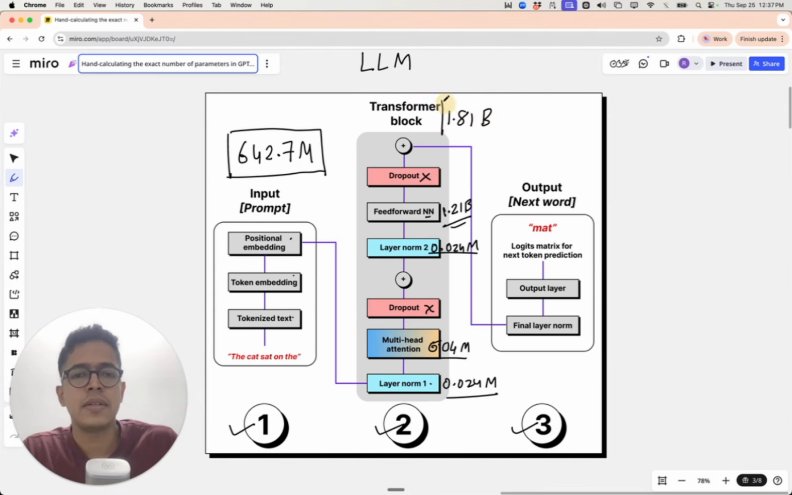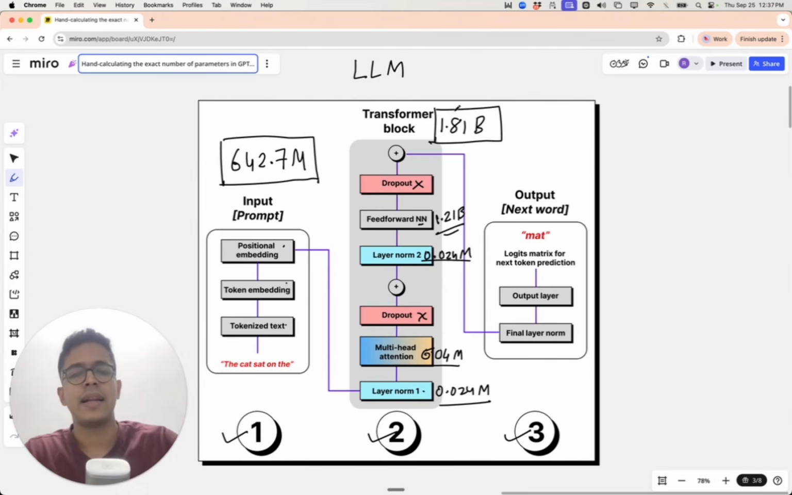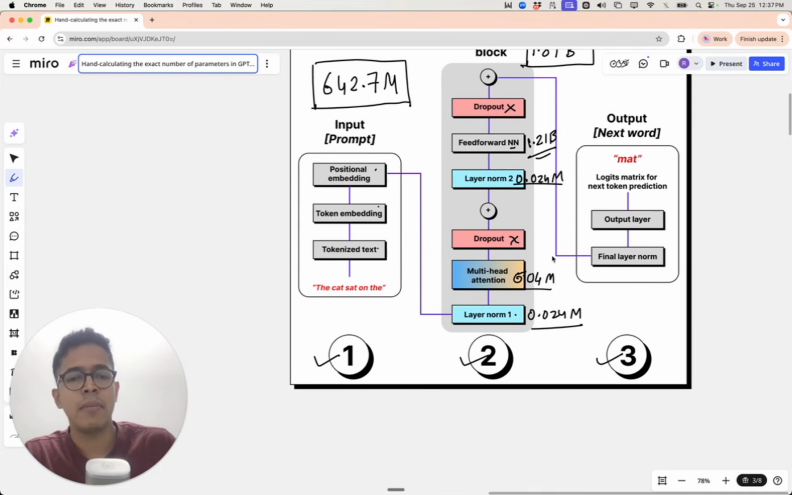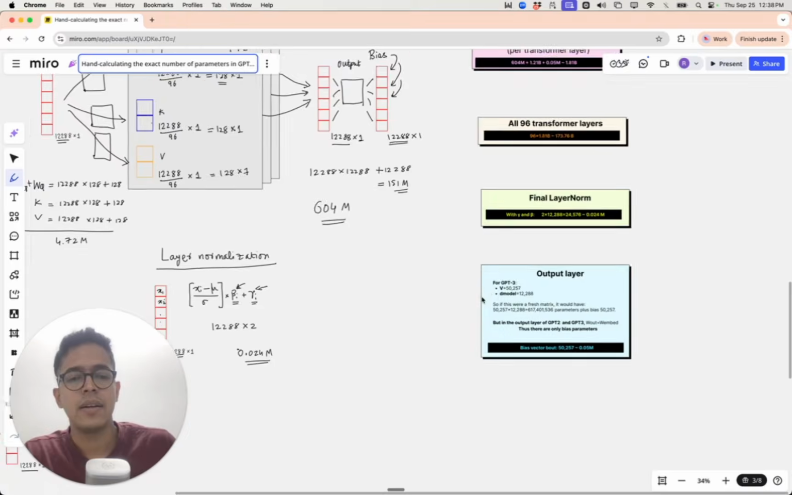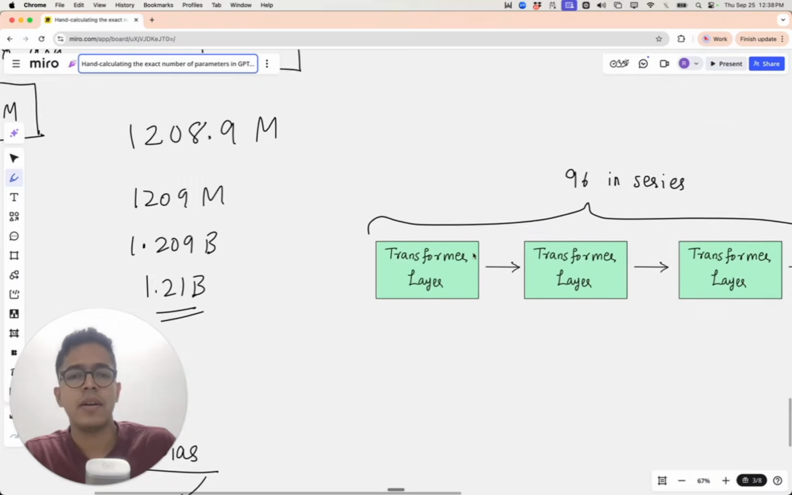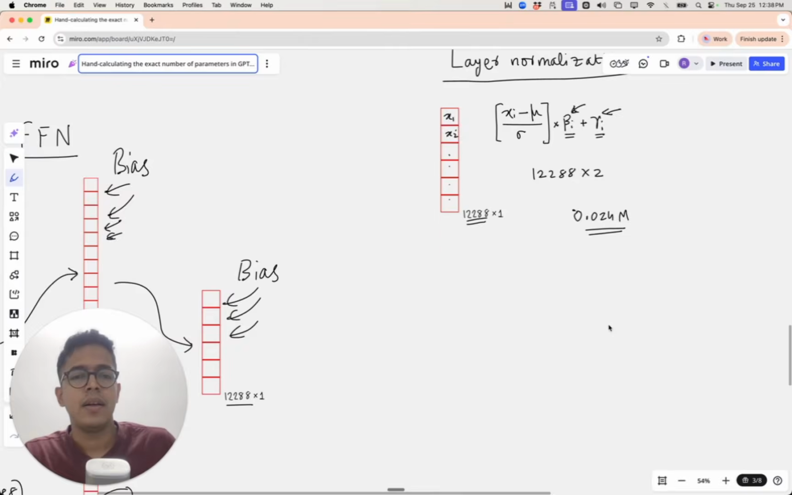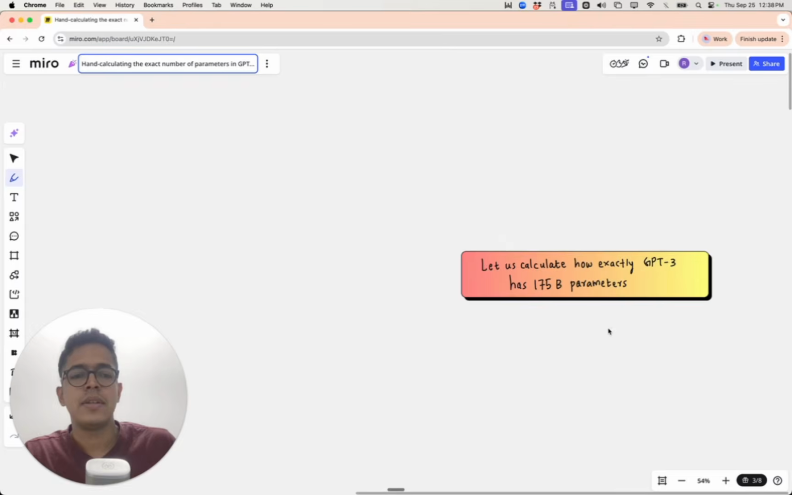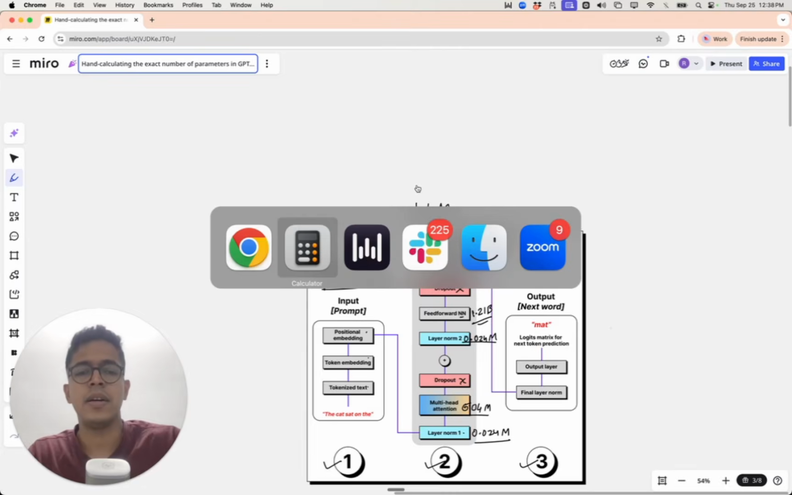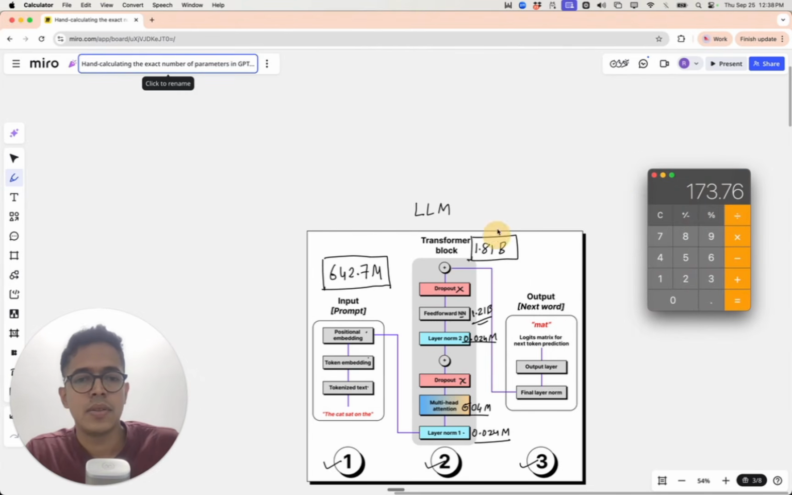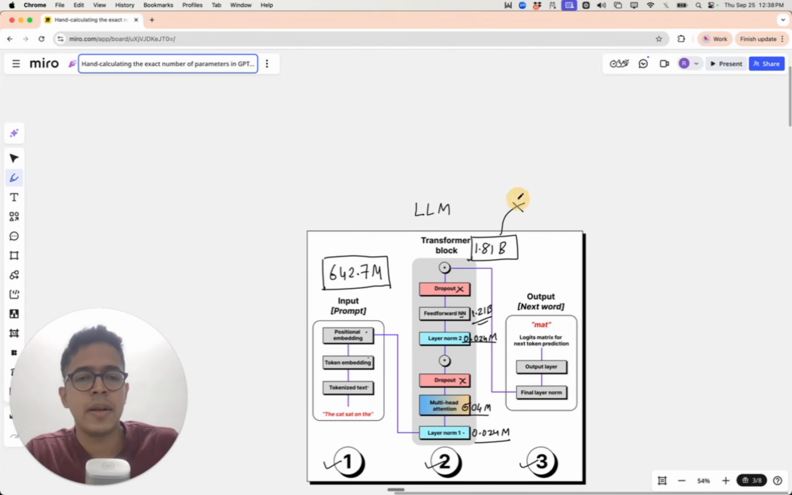1.81 billion parameters. But like this, there are 96 transformer blocks in series. How will it look? All these things inside this gray box will repeat 96 times. So transformer block 1, transformer block 2, block 3. I'm calling it layer 1, like this up to 96. So your total number of parameters due to the transformer blocks will be 1.81 billion multiplied by 96, which equals 173.76 billion.